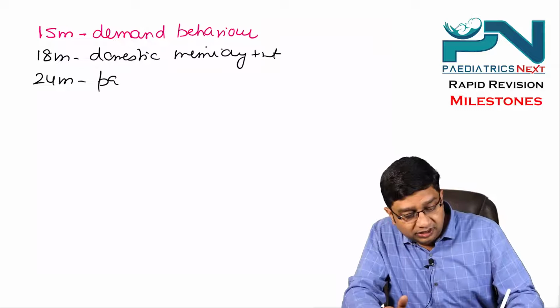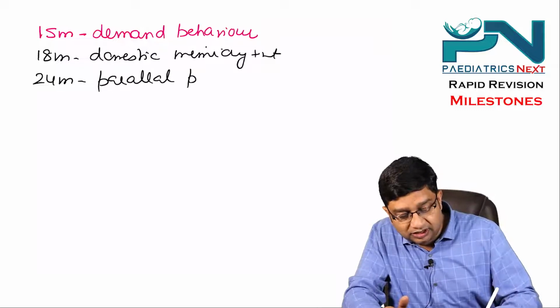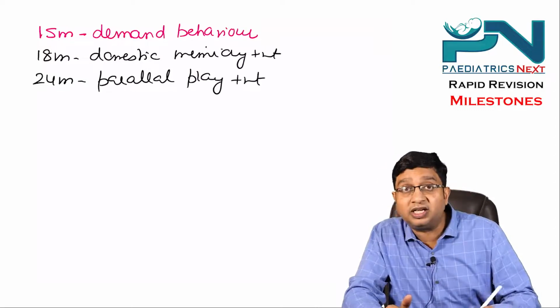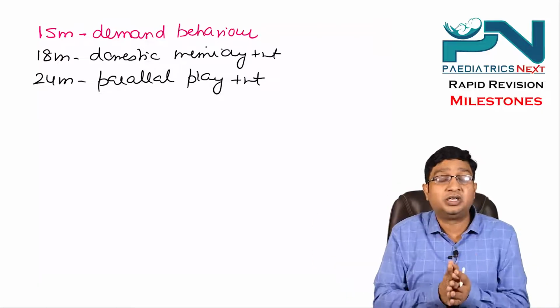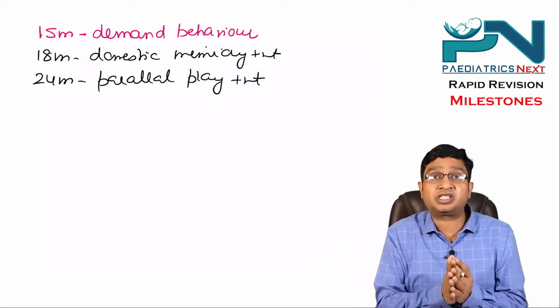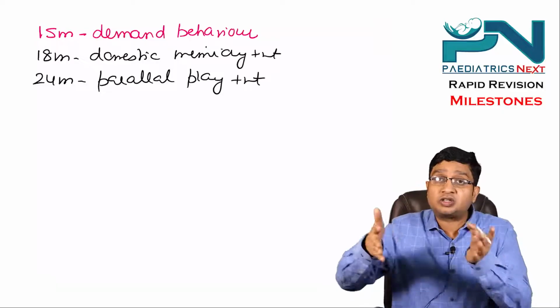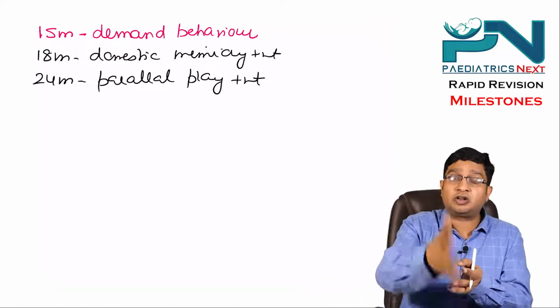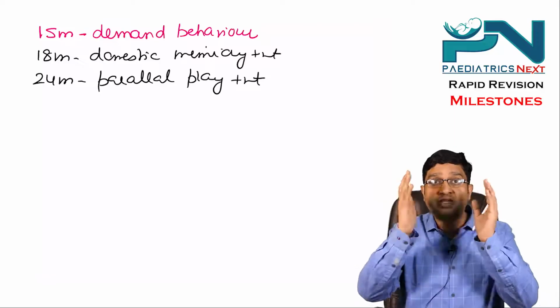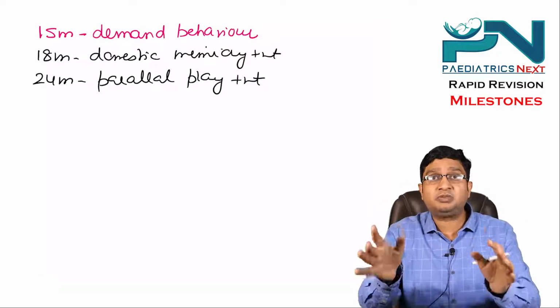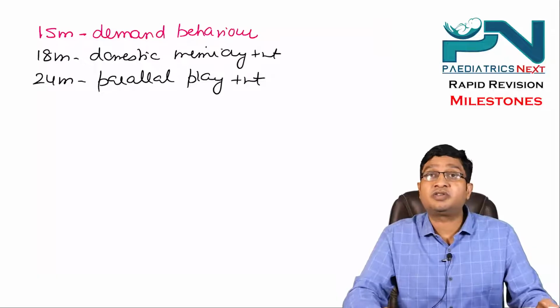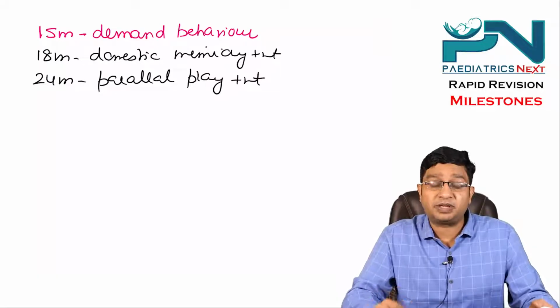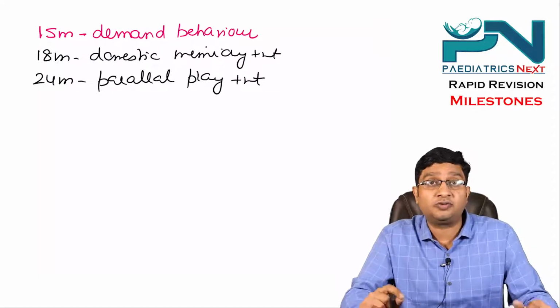At 24 months we say parallel play present. Right? Mother takes the child to a park. Mother thinks that the child will play with another child. He does not play. He does not join them. If they have a bat, he will ask for a bat. If they are swinging, he will also like to swing. Just like two parallel lines which are similar but never meet. That is what we say is parallel play present at the age of 24 months.